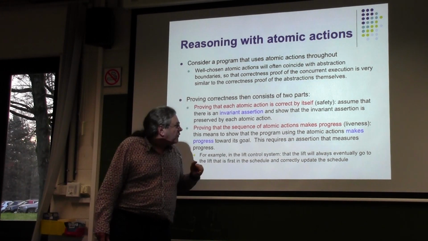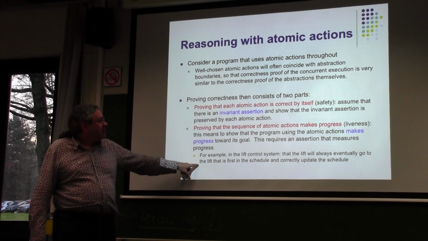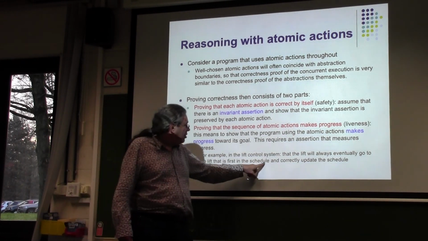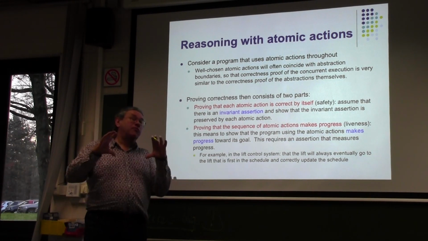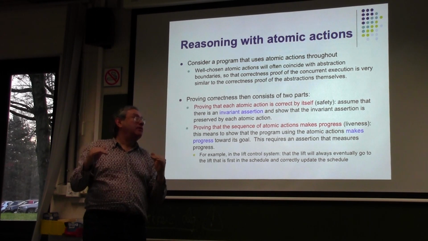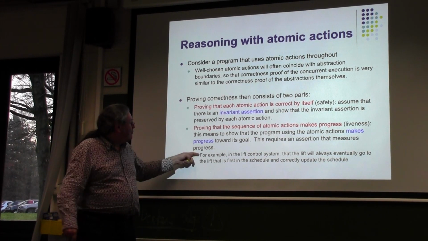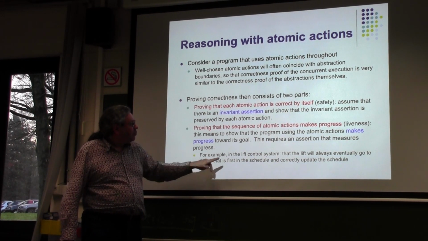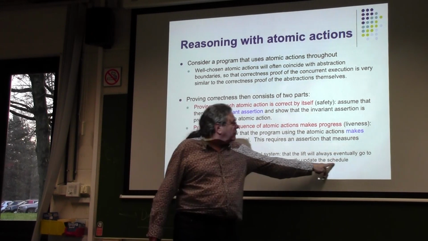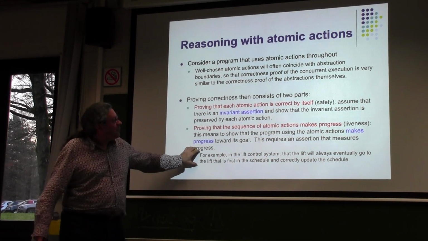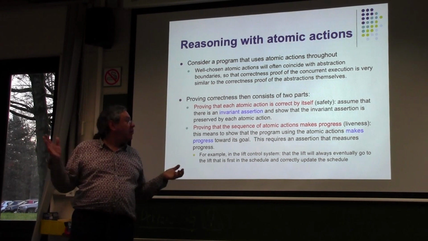So remember the lift control system? We can prove liveness properties. The lift will always eventually go to the lift that is first in the schedule and correctly update the schedule. The lifts are port objects, so you can prove that each time one receives a message you have a correct update of the state. And then you can prove that the sequencing of these atomic actions is correct. The lift will always eventually go to the lift that's first in the schedule, and it will then remove that one and update the schedule. Okay? So that's a liveness property. So this is how you prove it if you have big atomic actions.